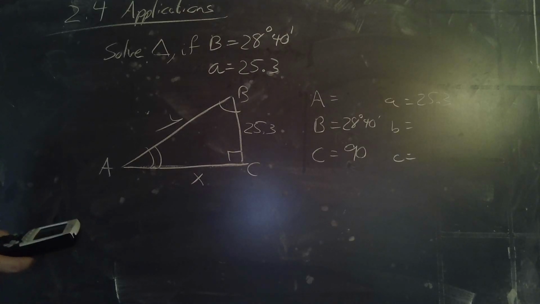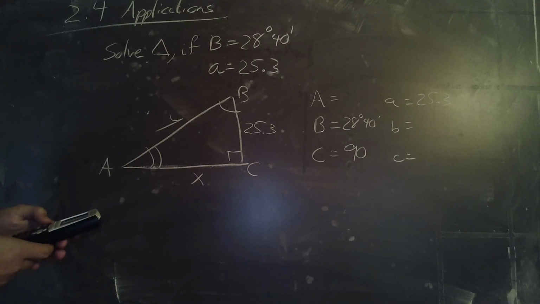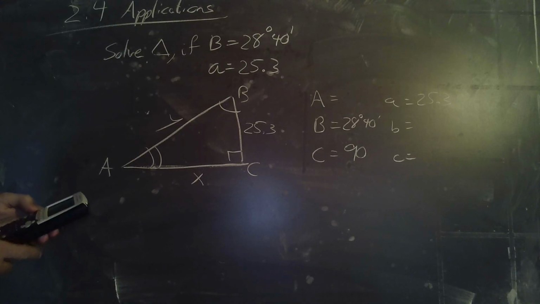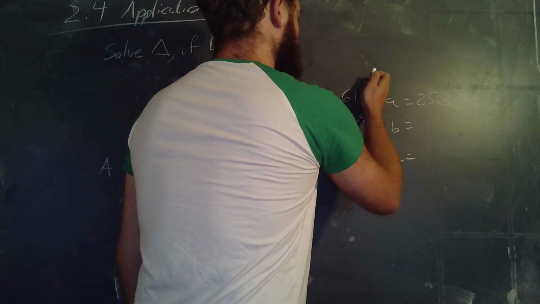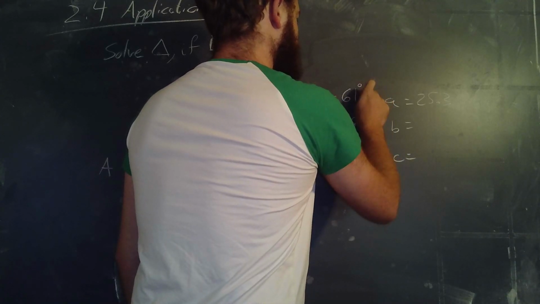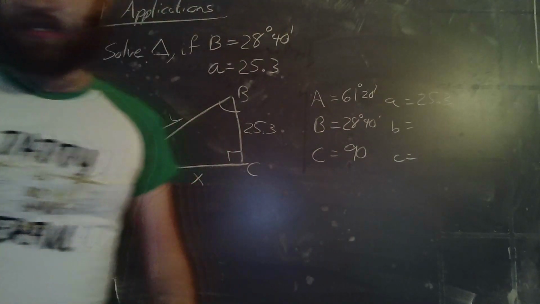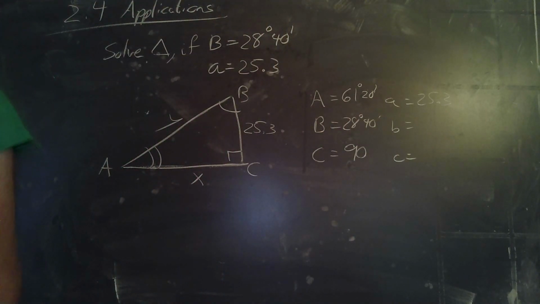So the complement of B is just 90 minus 28 degrees and 40 minutes, which will give us 61 degrees and 20 minutes. 61 degrees, 20 minutes, or in other words, 61 and a third degrees. So once we have the measure of angle A, we can set up some trig ratios.